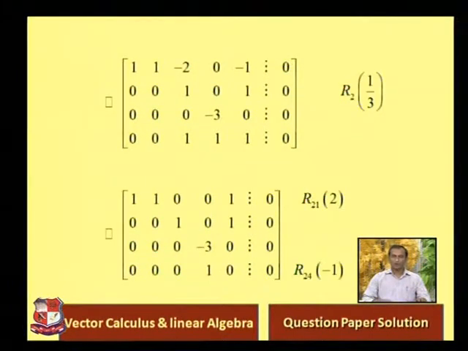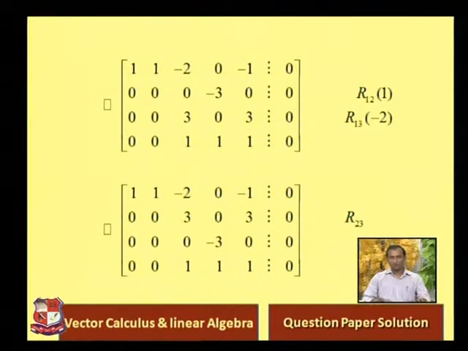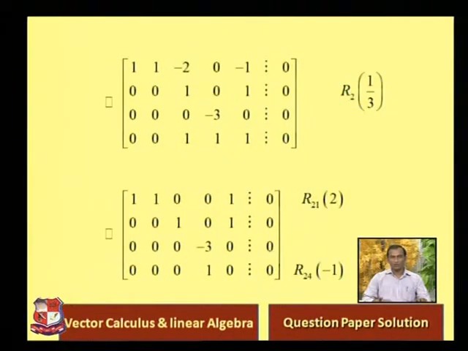The next step is to convert the 3 into 1, by multiplying the second row by 1 by 3, so it becomes 0, 0, 1, 0, 1, 0. All the other rows are as they are, that means 1, 1, minus 2, 0, minus 1, 0, and the third and fourth rows similarly.